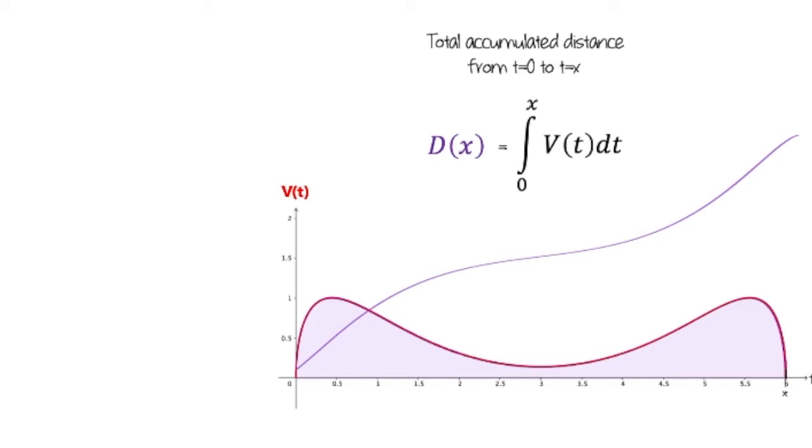In general, anytime you have a definite integral where the variable is on the upper bound of the integration, this is called an accumulation function, because it tells you how much of a quantity you accumulate between the starting point and the value of the variable.